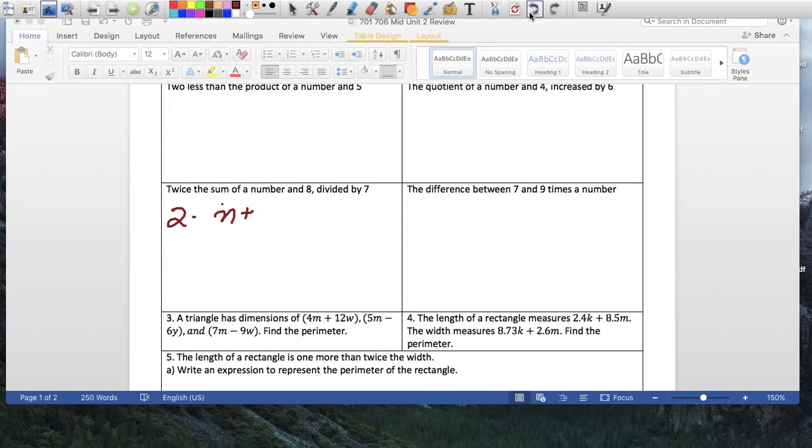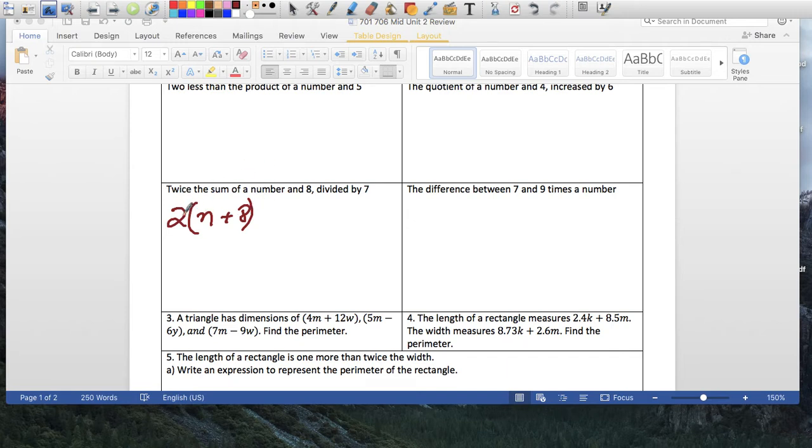So actually, let me just write it a little closer. If you write it without the parentheses, it becomes like this. And you're not multiplying, like I said, the 2 times these 2 things added, but instead you're just multiplying 2 times n. But if I put a parentheses, then I have to first add n plus 8, right? Find whatever the sum is, and then multiply by 2, which is exactly what the sentence is asking you to do.